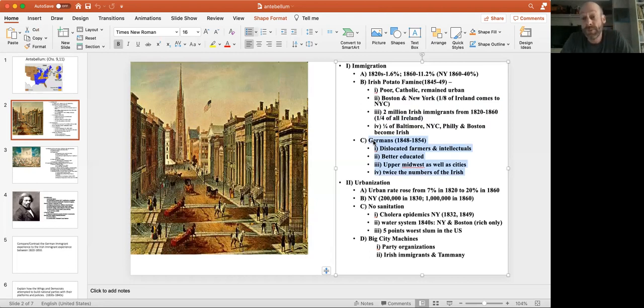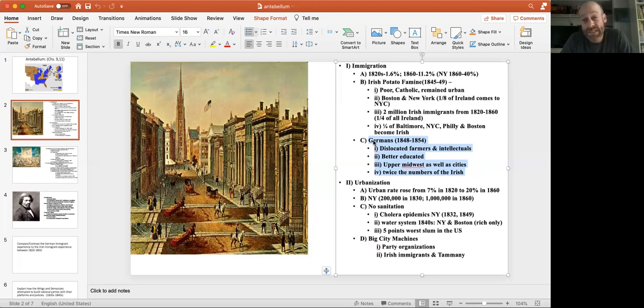So the Germans, a lot of people don't know this, they will come in twice the numbers that the Irish do. And the primary reason for that is that Germany is just such a larger country. Like today, Germany, last I checked, has a population around 80 million or so. Ireland has a population today of about 4 million.